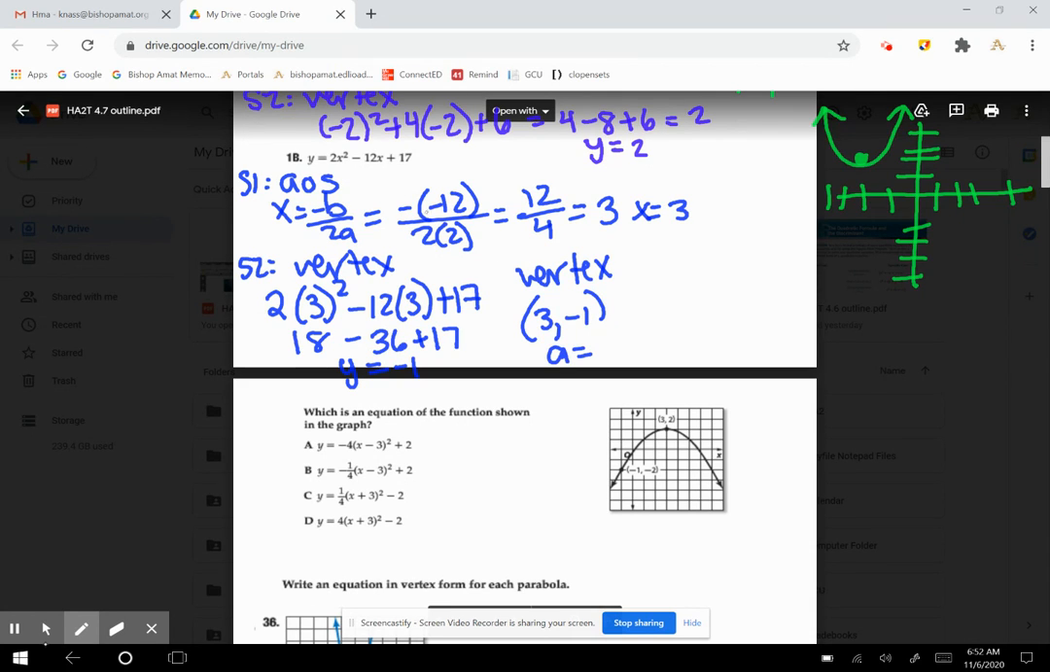My a, if we look back up here, is 2. Remember, I'm getting that from the original equation. So let's write my answer. y equals 2 times x minus 3 squared minus 1.